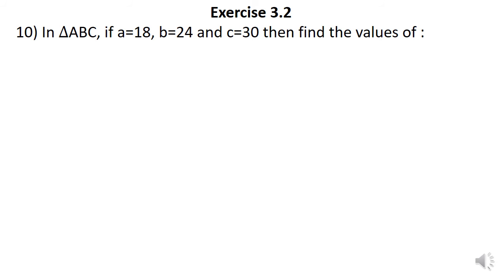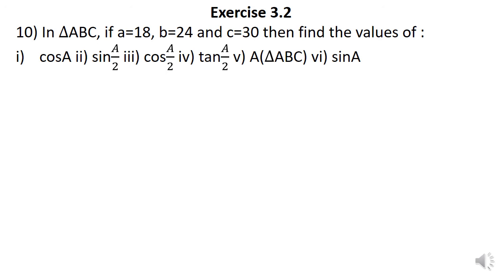We go to exercise 3.2 now. Some of the sums in 3.2 we have already done because they involved earlier concepts of the lesson. We are going to deal with the sums involving the half angle formula and Heron's formula. So, the 10th sum of exercise 3.2. In triangle ABC, if a is 18, b is 24 and c is 30, then find all these values they have given.